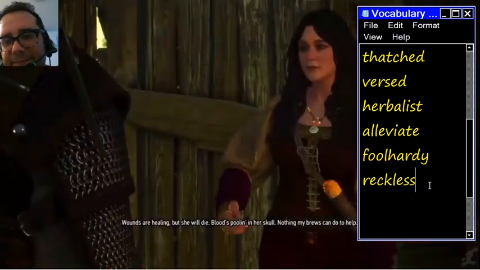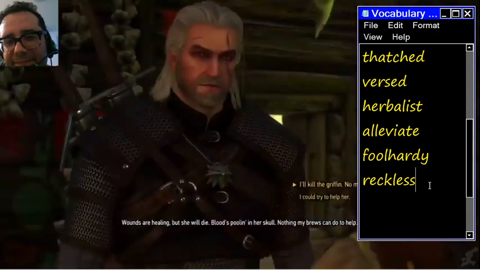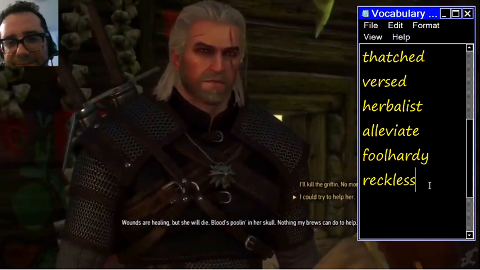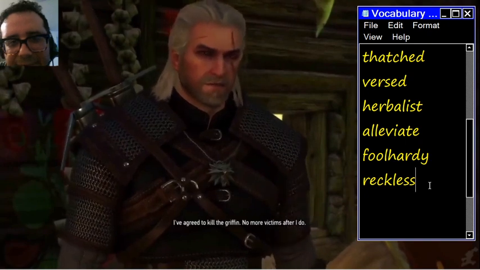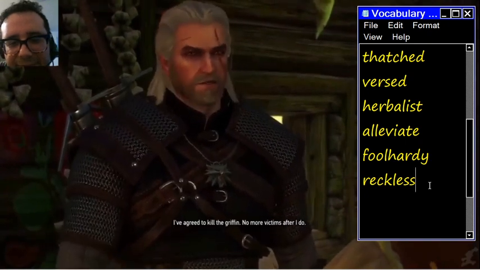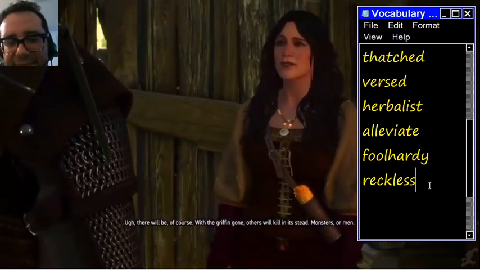Wounds are healing, but she will die. Blood's pooling in her skull. Nothing my bruise can do to help. I've agreed to kill the griffin. No more victims after I do. There will be, of course. With the griffin gone, others will kill in its stead.